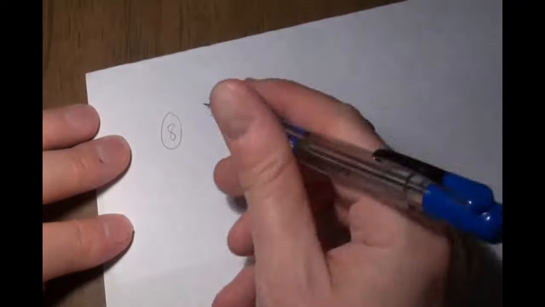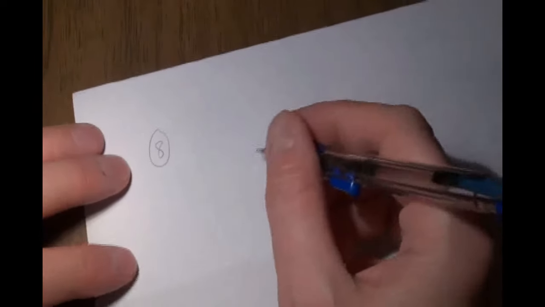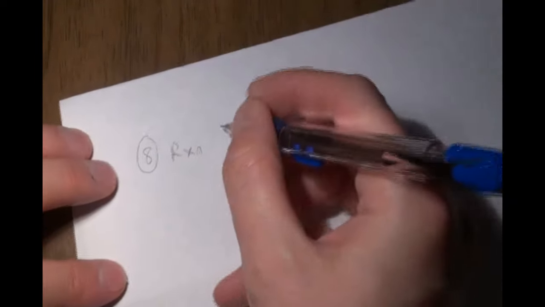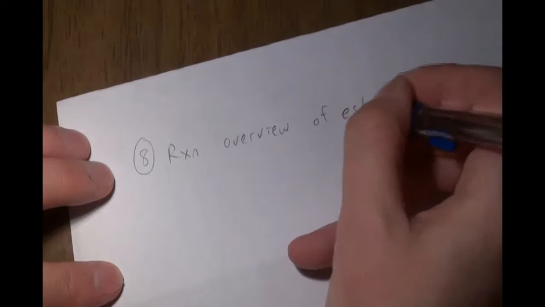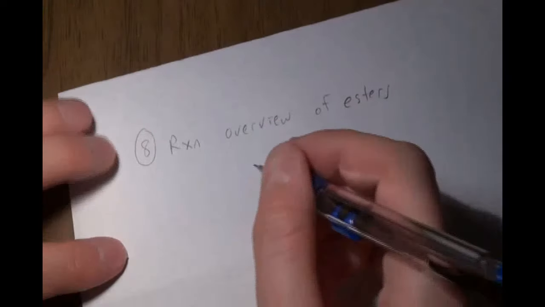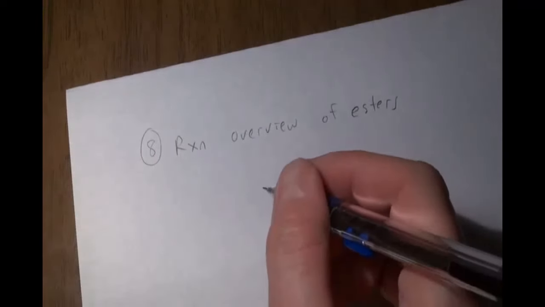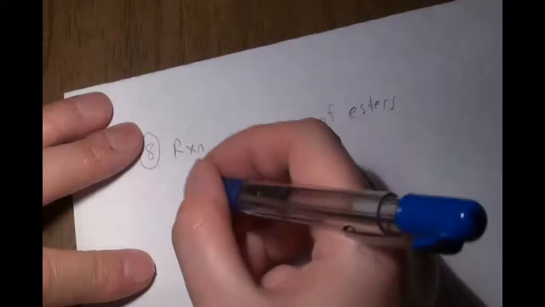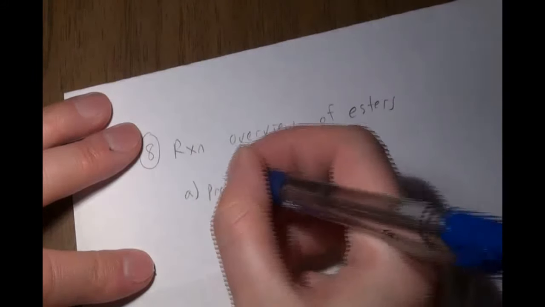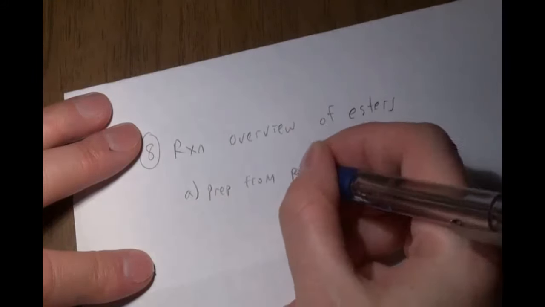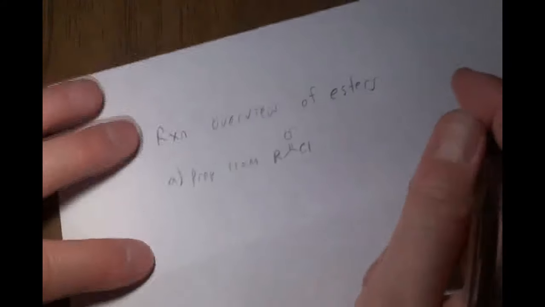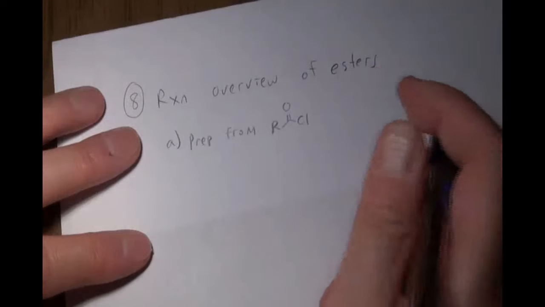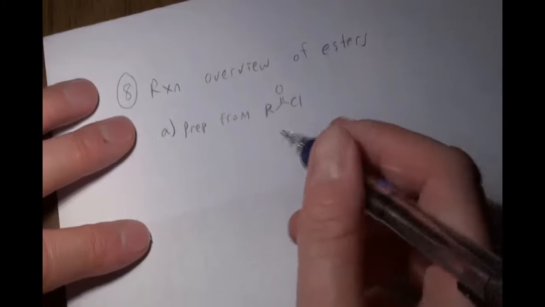Okay, so I'm going to just really quickly stop with esters. I just want to mention esters briefly. Reaction overview of esters. What I want to do is just quickly show the two common ways to make them, like from an acid chloride. Prep from acid chloride. Because we learned that already, how to make an ester from an acid chloride.